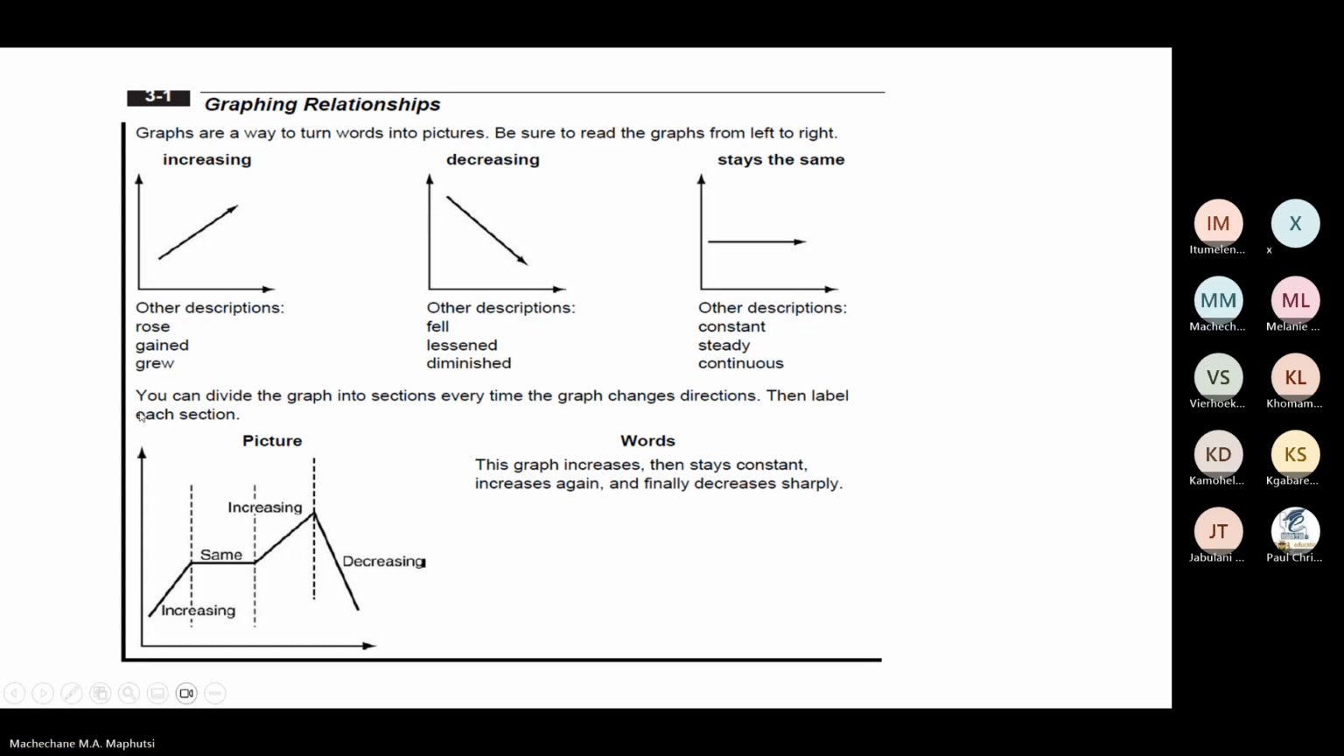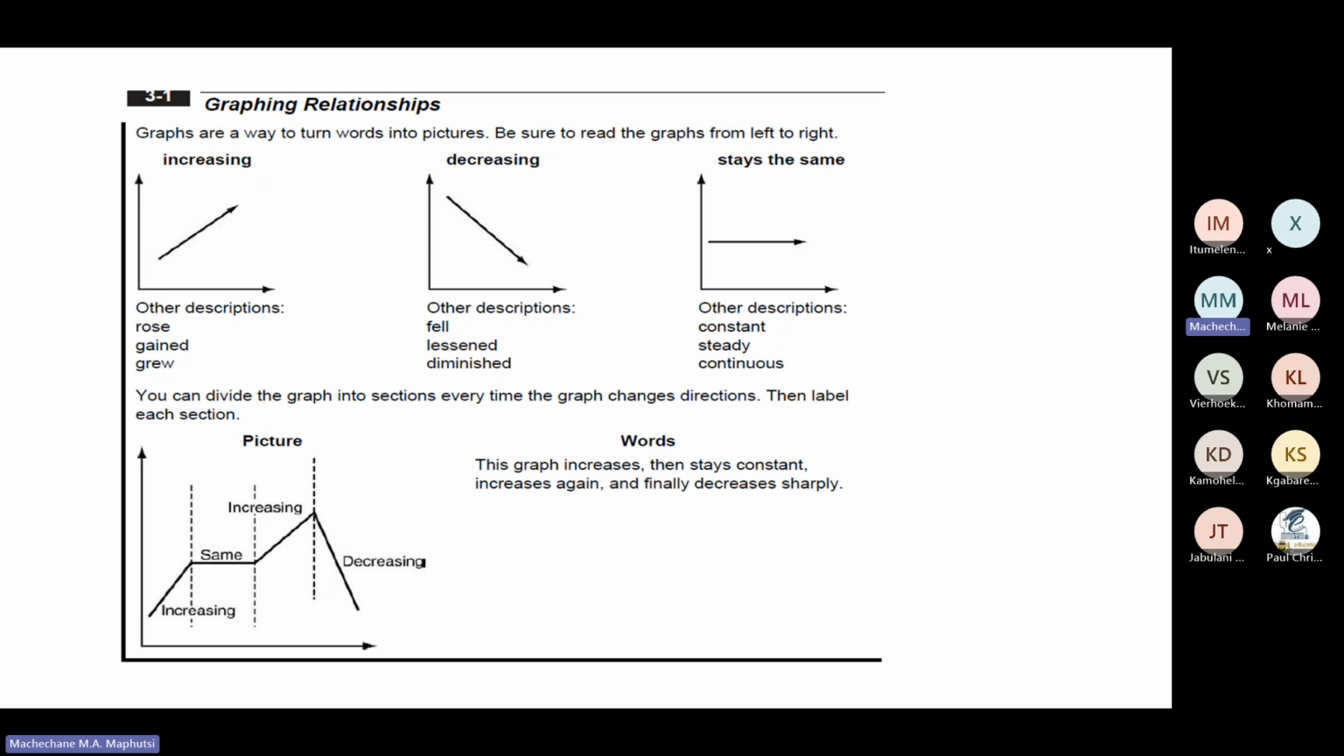Okay, now let's look at the bottom diagram. Now I'm going to divide the graph into sections. When we look at the sections that I have, can you see different movements there? The first movement is sloping from the left to the right. Then from there, it is horizontal. From there, it is moving towards the right again, but sloping in an upward direction. From there, it is moving downwards.